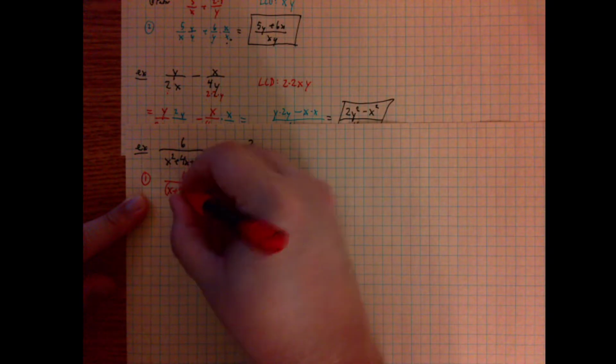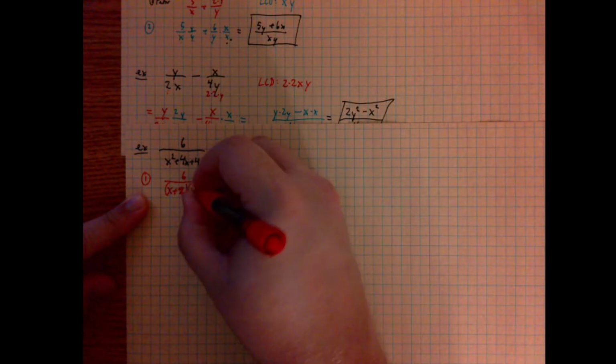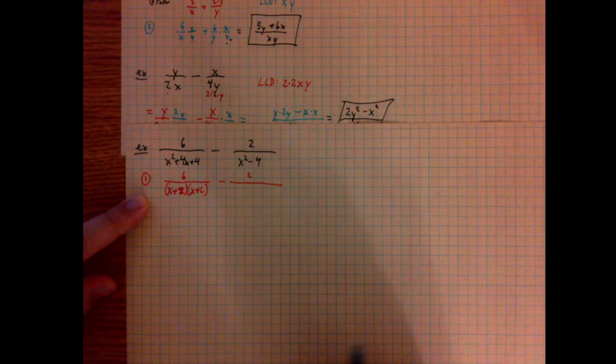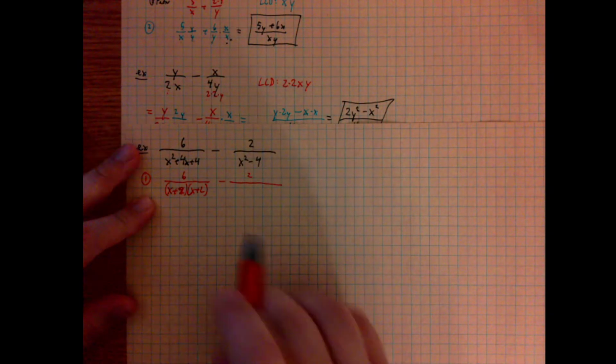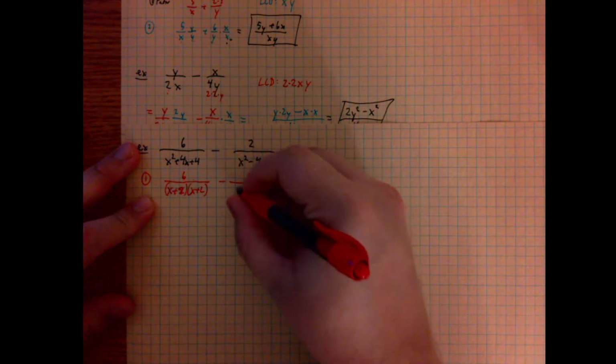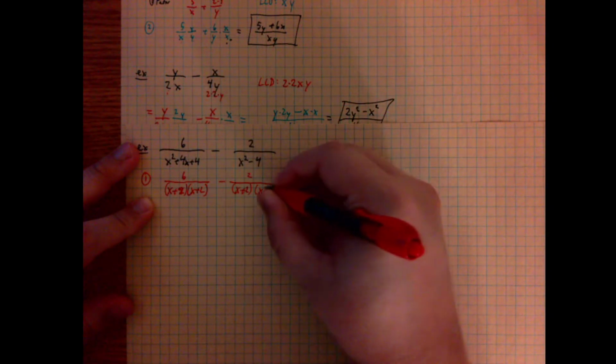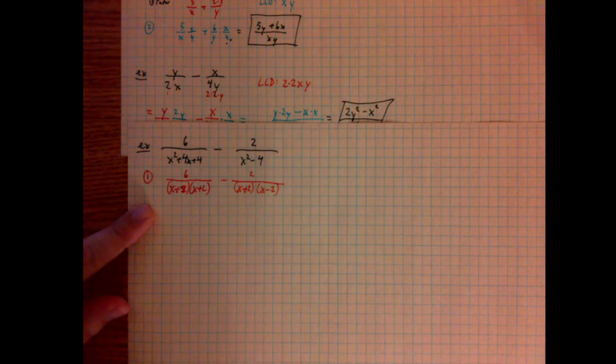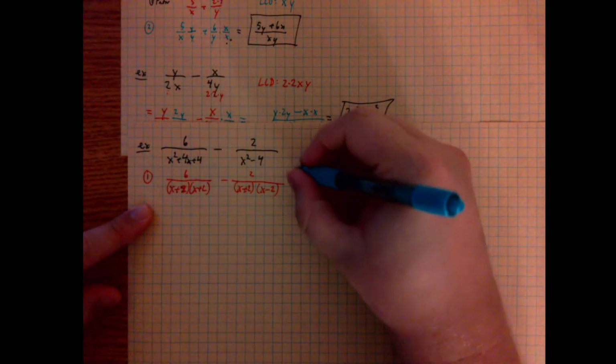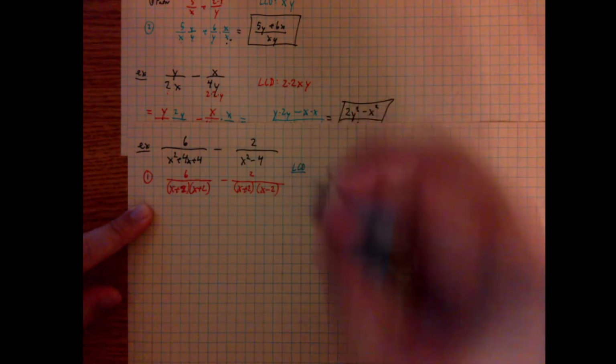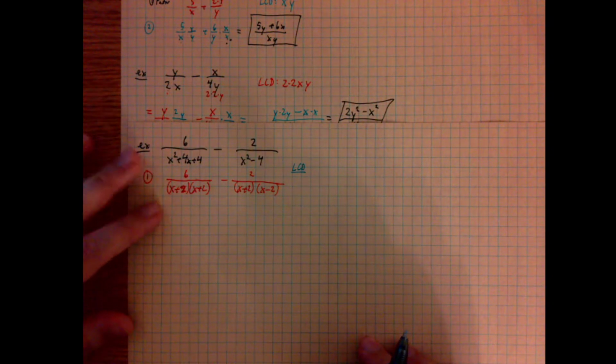Oh, so that would be 2, not 4. This would be x plus 2 times x plus 2, or x plus 2 squared. And then over here, I recognize this as difference of squares, which would be x plus 2 and x minus 2. This is where it's really important to look for your least common denominator, because if you fail to look for it, this can get really nasty really fast.